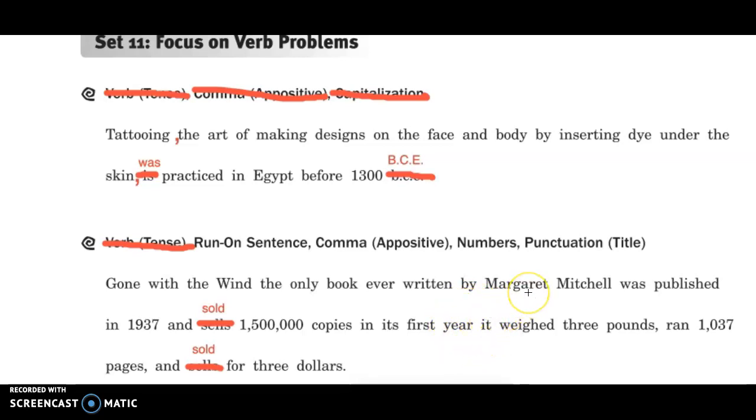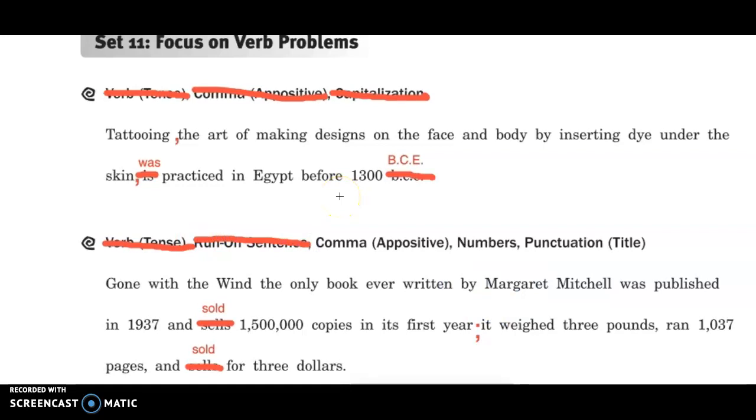So to fix this error, I actually have a couple of options. I can either add a period and capitalize the I in it, or I can just use a semicolon. Because using a semicolon is going to be a little bit easier for me, that's what I'm going to use. Adding that semicolon there would fix my run-on sentence.